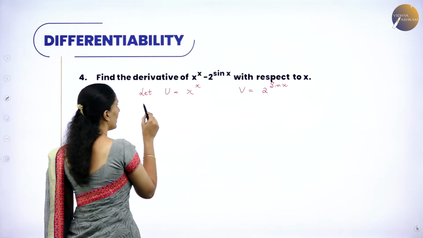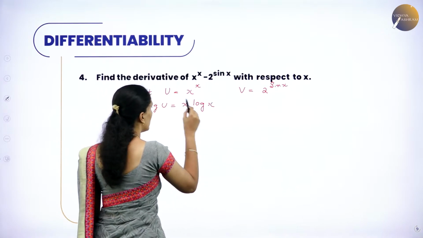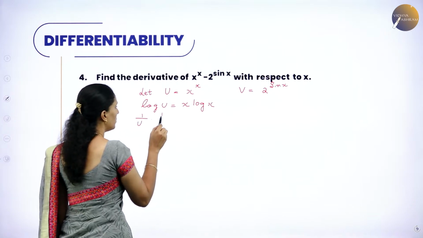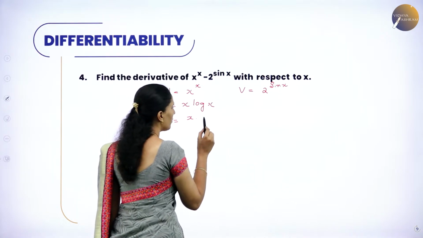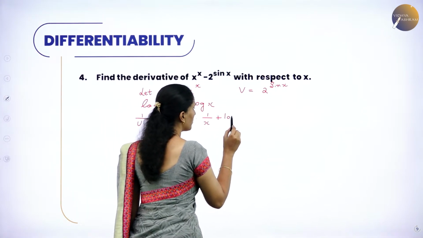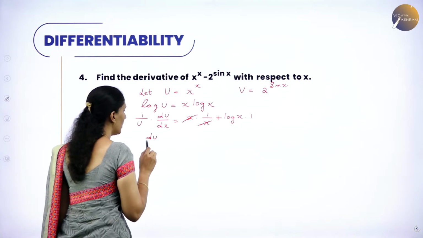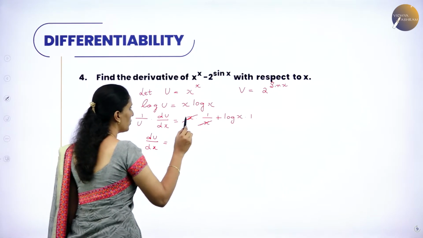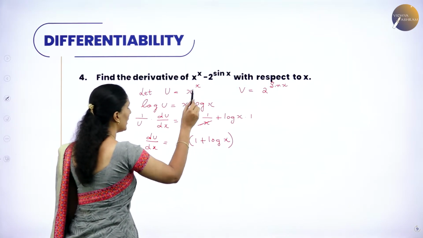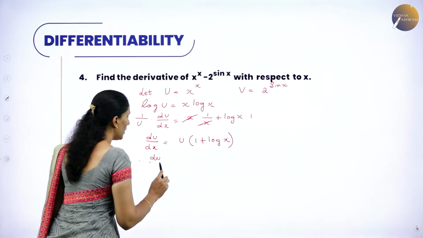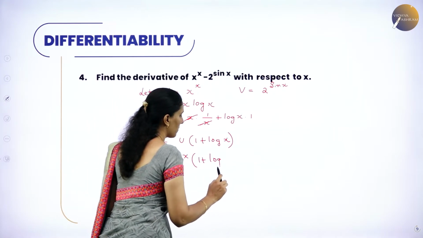So here let me apply log on u. Then it becomes x log x. So let us differentiate it. 1 by u into du/dx. Let us apply the product rule. First function, derivative of log x is 1 by x, plus second function, derivative of first is 1. x gets cancelled. So I get here du/dx is equal to, shifting u here, u into 1 plus log x. What is u actually? x^x. So therefore, du/dx is equal to x^x into 1 plus log x.